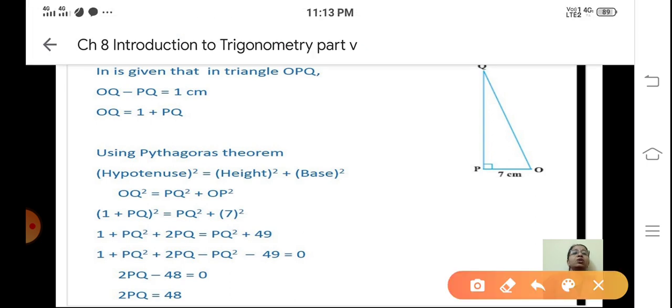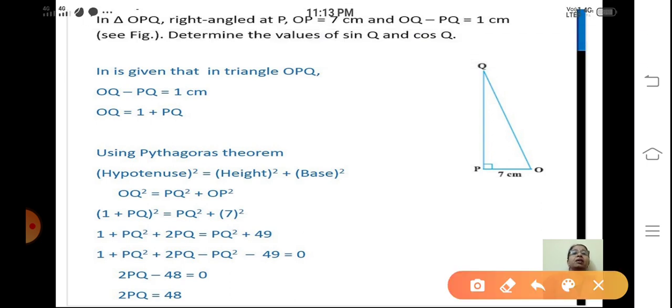So first of all, you write down the given data. In this given right angle triangle OQ minus PQ is 1 centimeter. So therefore OQ is equal to, you shift this PQ on the right hand side. So minus PQ will become plus PQ. So OQ is equal to 1 plus PQ. Right. Now come to right angle triangle OPQ. Apply Pythagoras theorem here. So by Pythagoras theorem, OQ square is equal to PQ square plus OP square.